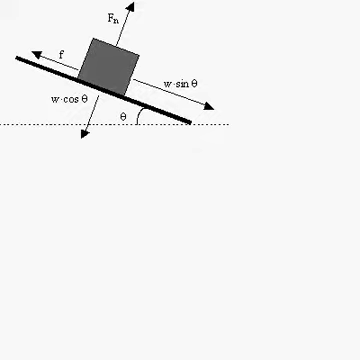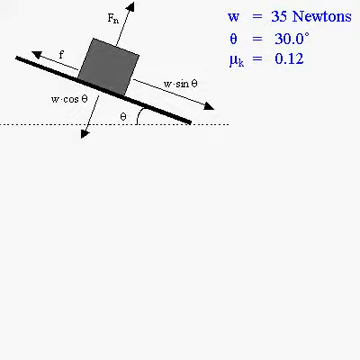Okay, we're given a few facts here. We know that the weight of the box is 35 newtons. We know that the angle of the incline is 30.0 degrees. And we know that the coefficient of kinetic friction is 0.12. And the question is, what's the acceleration of the block?